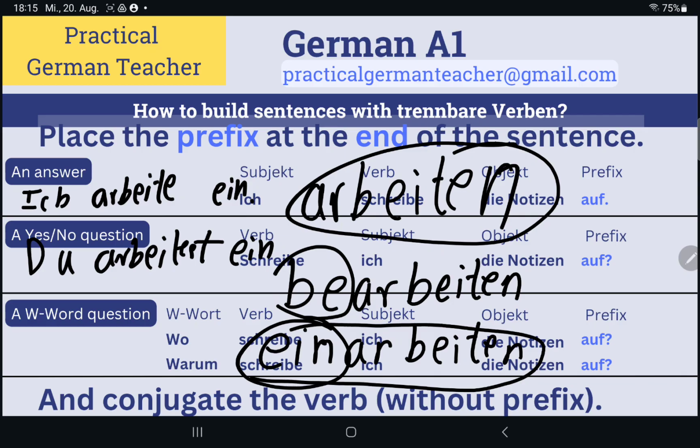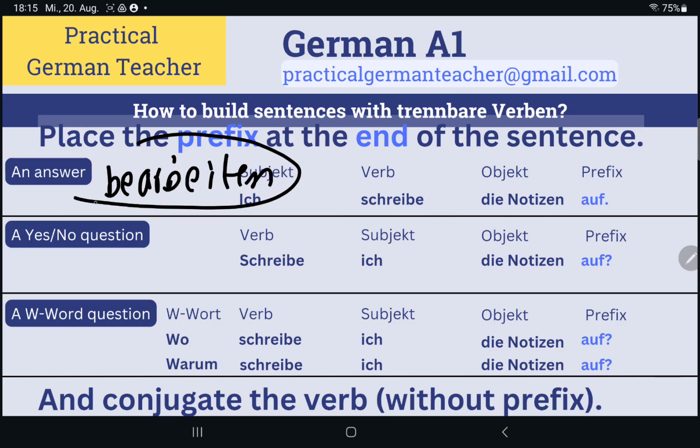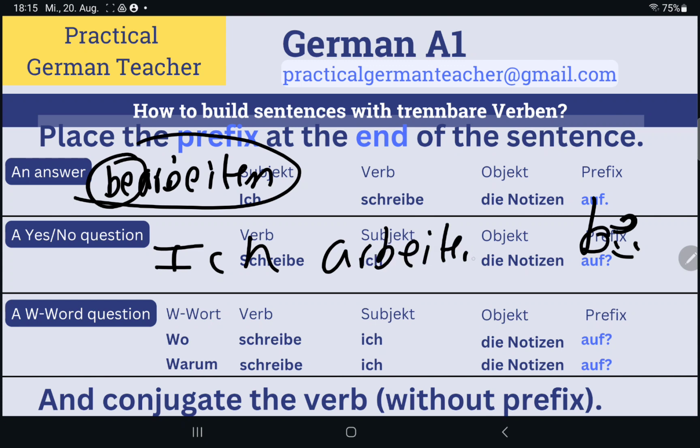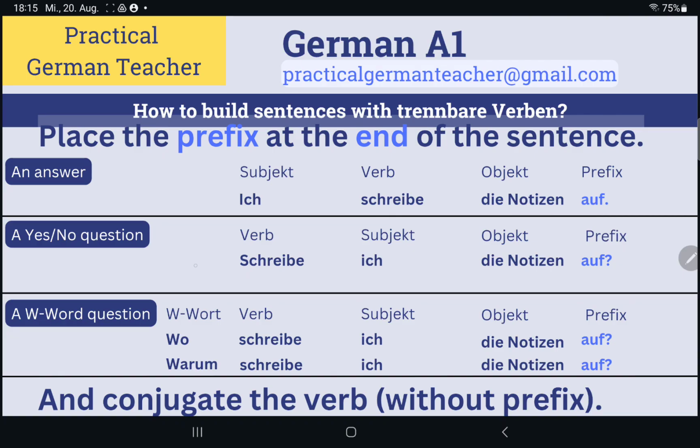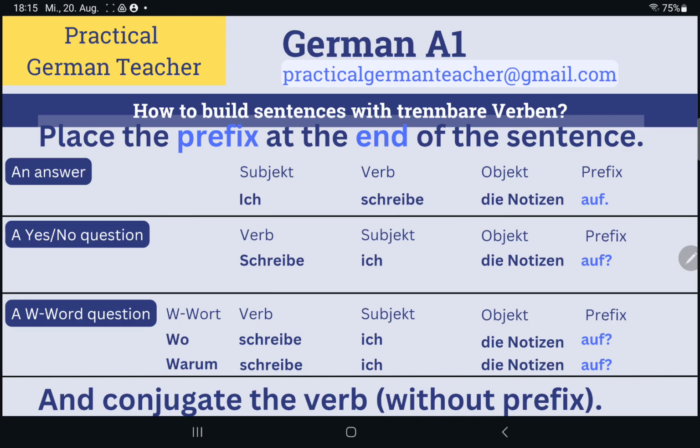And if I tell you bearbeiten is a nicht trennbare Verb, like you cannot separate the prefix, then you will not write it like this: ich, be at the end, and then arbeite. You will not write like this because it's a not separable prefix. Then you have to write like this: ich bearbeite, du bearbeitest, and so on. So I think now you understand. Let's continue.